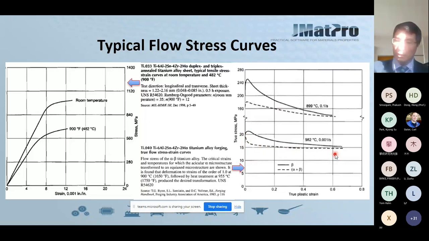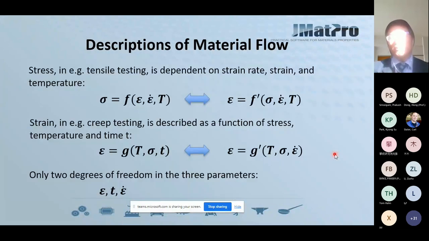Also, you may not realize this. So how to model flow stress curves? Before coming into the modeling of the strain hardening and the flow softening in the flow stress curves, we just take a step back to see how materials flow can be described. If you think about a stress strain curve in tensile testing, it is essentially describing stress as a function of strain, strain rate, and temperature.